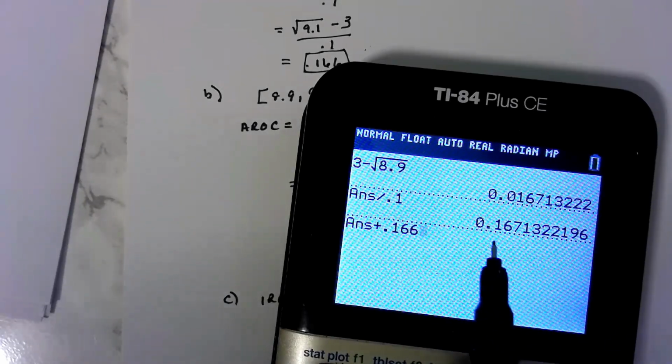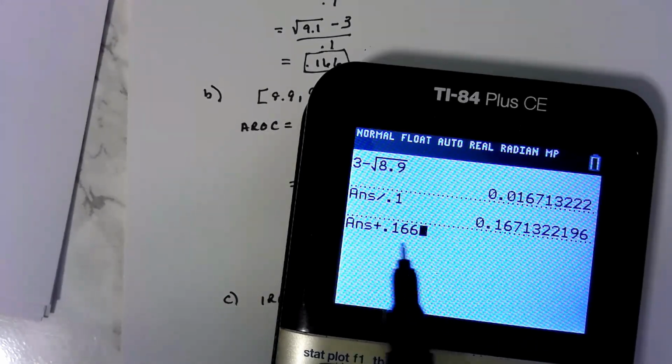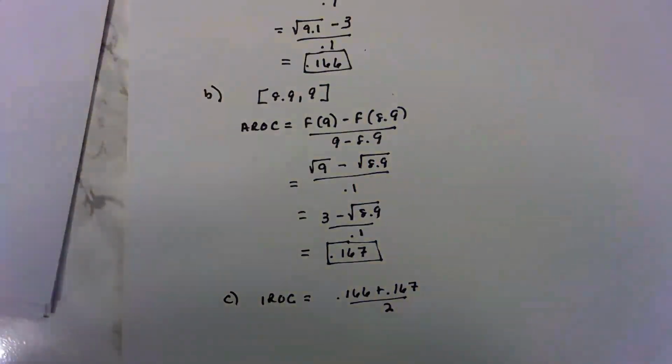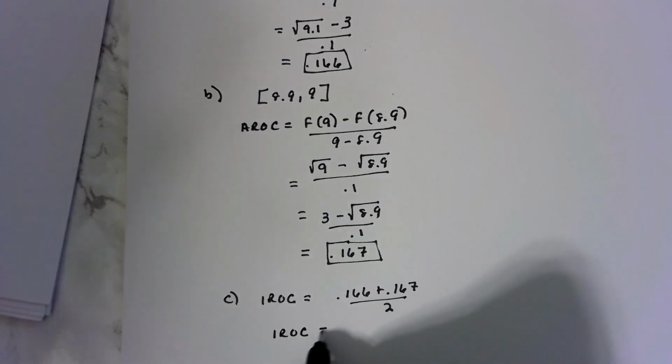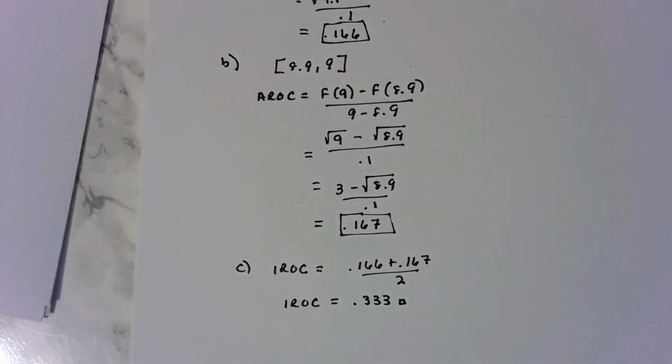I'm leaving this last answer in its long form, and I'm going to add to it part of the answer from the other one. So I get about 0.333. So the instantaneous rate of change is estimated to be about 0.333. And that's it. That little square just means I'm finished. In math we use that to mean we're done with the problem. So you can use it or not use it, it doesn't matter either way.